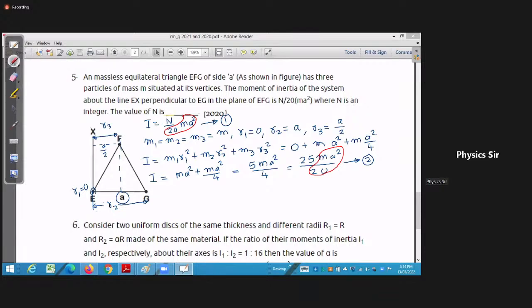What is there in the place of n? In the place of n, there is the number 25. What is the value of n? The value of n is 25.